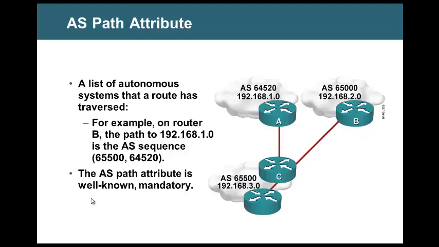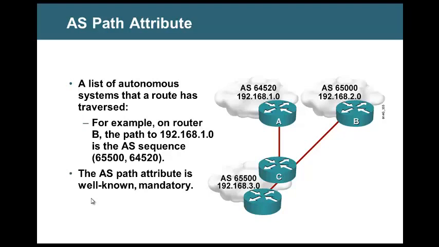There is no option here to select a best path. This slide is not explaining how the path is selected. These slides are explaining what this attribute means. What does AS path mean? AS path means the path, the autonomous systems, through which the network is being learnt.